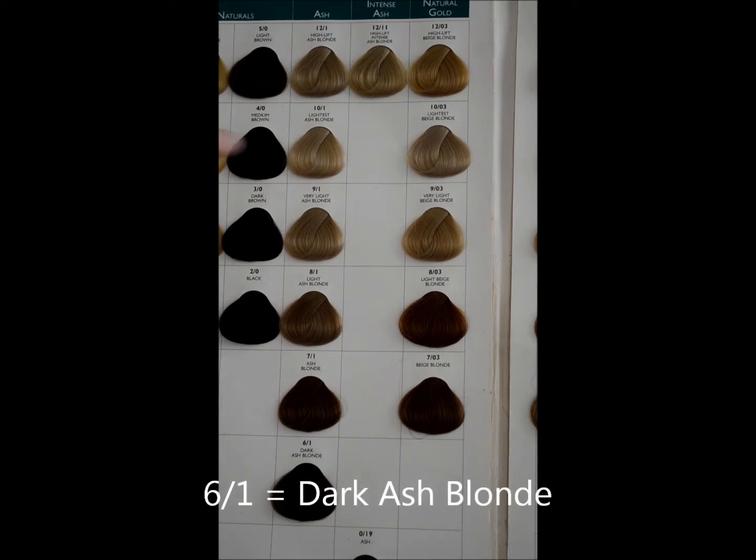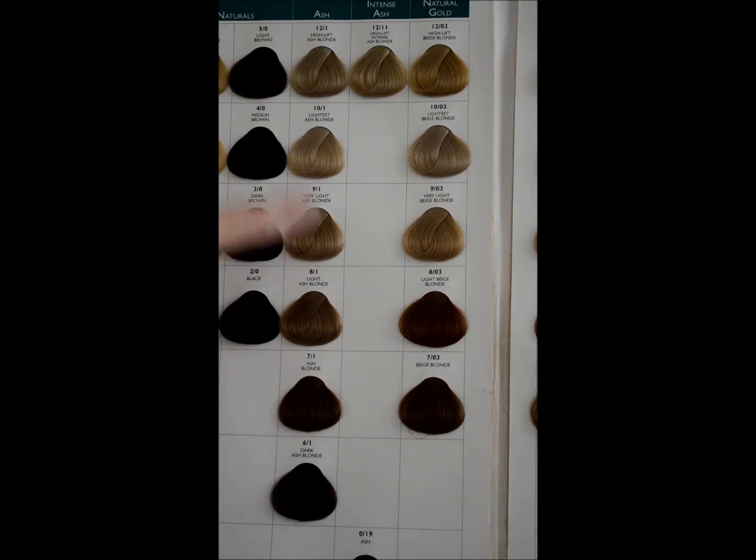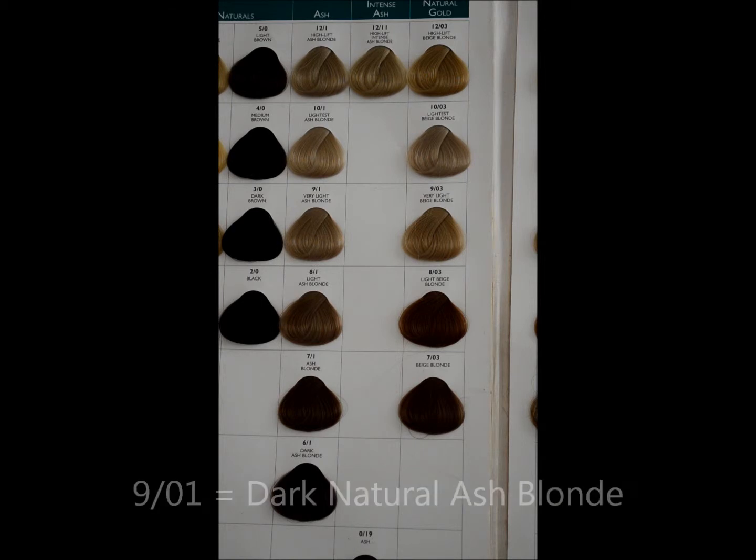If you wanted to use this ash tone, but you were colouring white hair, you would need to mix some base or some natural tone in with it. For example, if you wanted to use 9/1, which is a very light ash blonde, but your client had white or grey hair, you need to mix some of the corresponding natural shade in at the same depth. So in this case it would be 9/0 plus 9/1. Some manufacturers actually pre-mix it and do a 9/01 or an 8/01, and that is ash tone and natural tone mixed together.